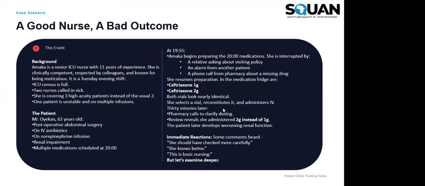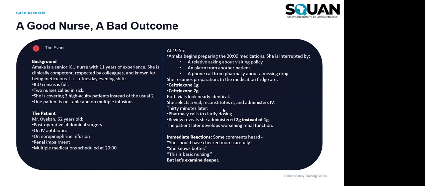So the background here is that the name of the nurse is Amaka. She's a senior ICU nurse with over 11 years of experience. She's clinically competent. She's respected by her colleagues and known for being very meticulous. So on this particular day, which was a Tuesday evening, they had their ICU full. But unfortunately, on that day, 2 other nurses who were supposed to be on shift called in sick. So normally, she should have been taking care of 2 high acuity patients, but then they had to assign 1 more patient to her. And then one of the patients was unstable and on multiple infusions.